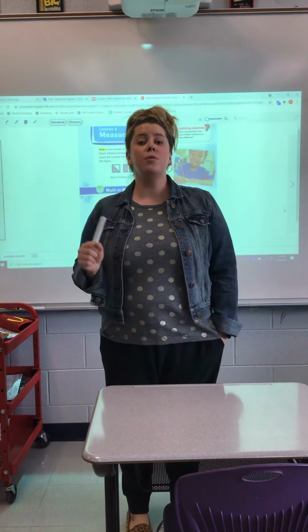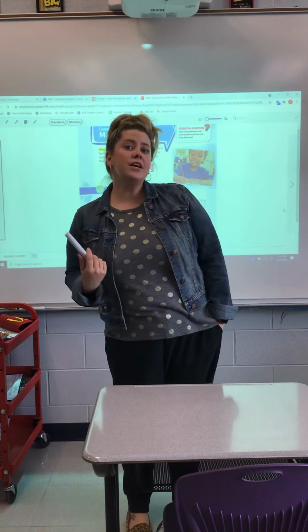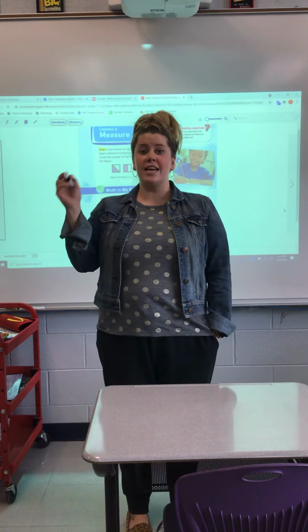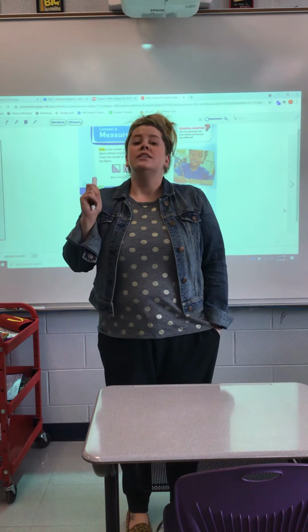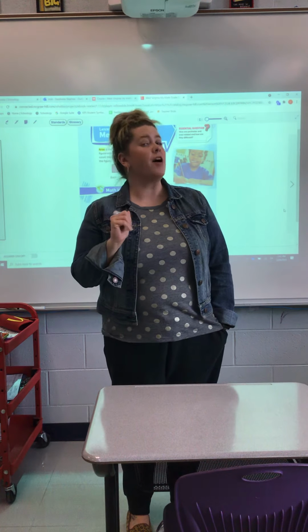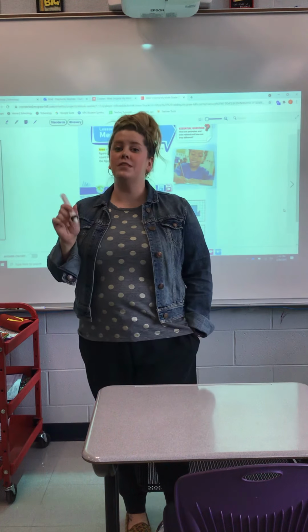Today we're going to talk a little bit more about area. Yesterday we introduced area and figured out how to draw rectangles with a given area. Today we're going to talk about if the area is already there, how can we figure out what it is? We're going to look at a couple of different ways.